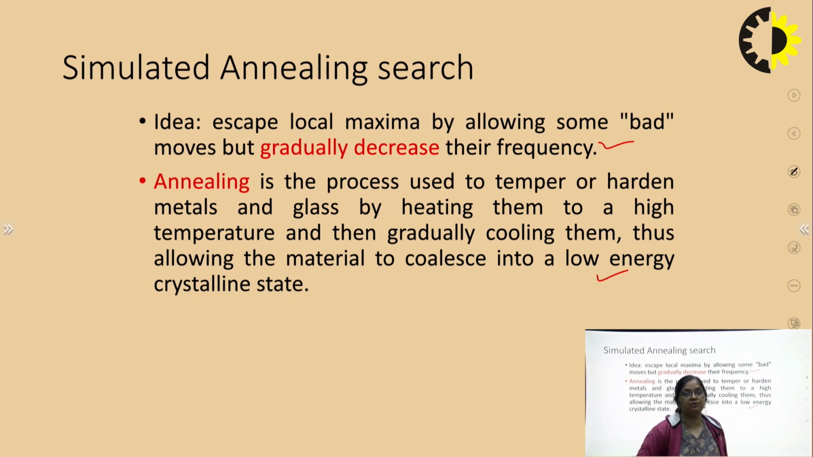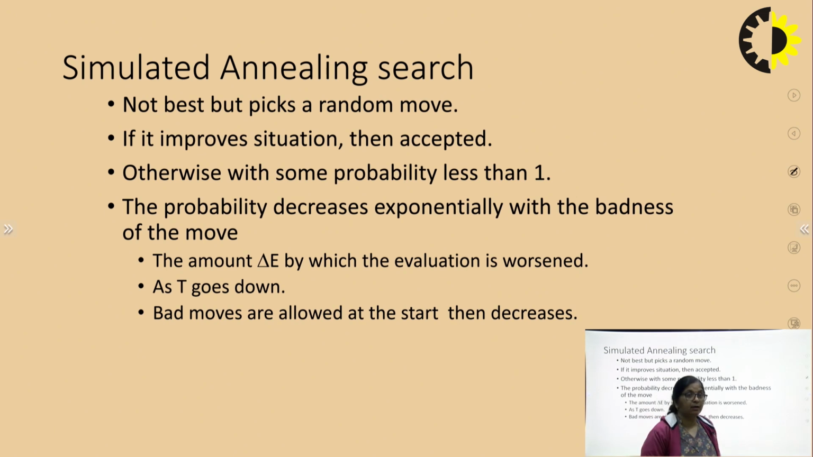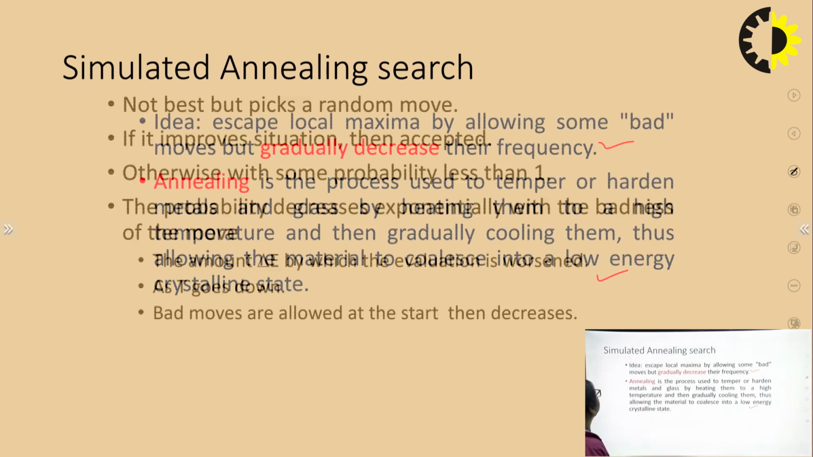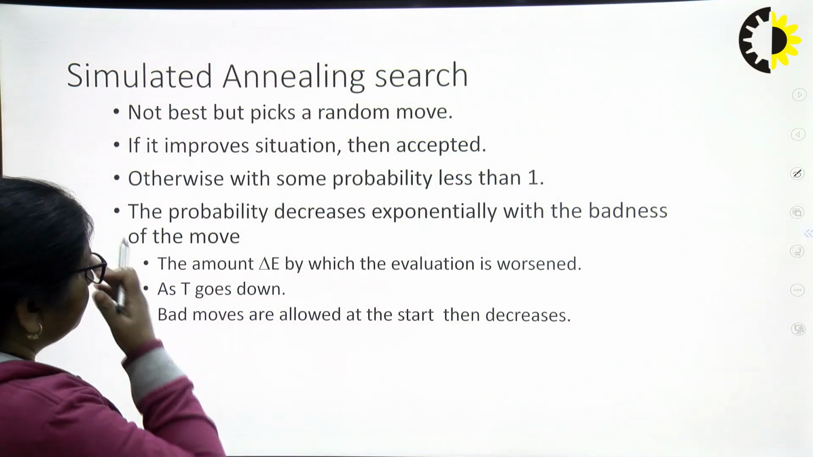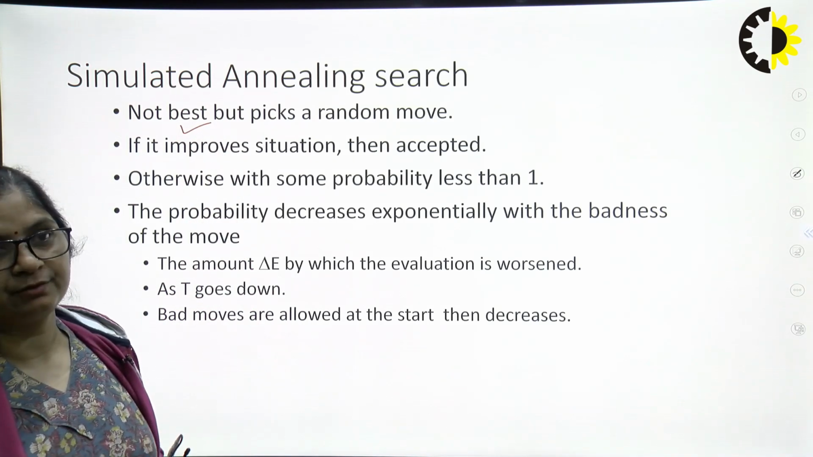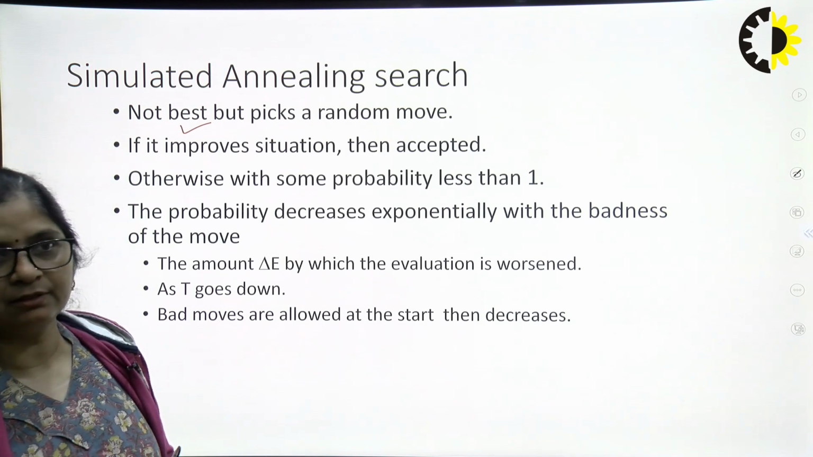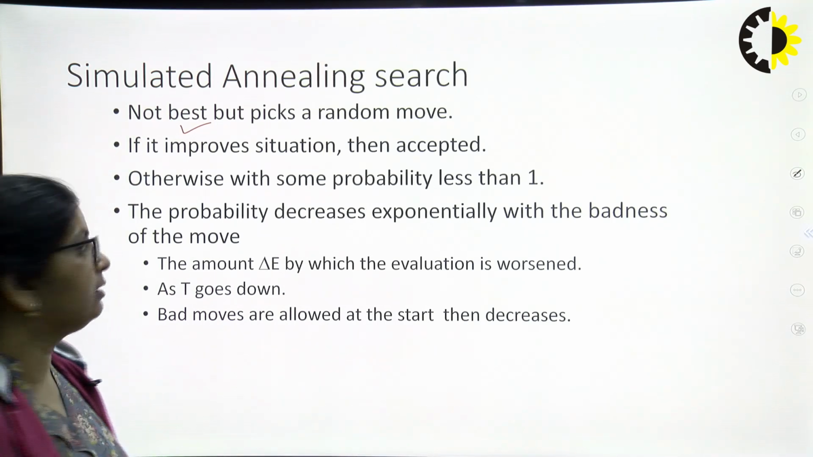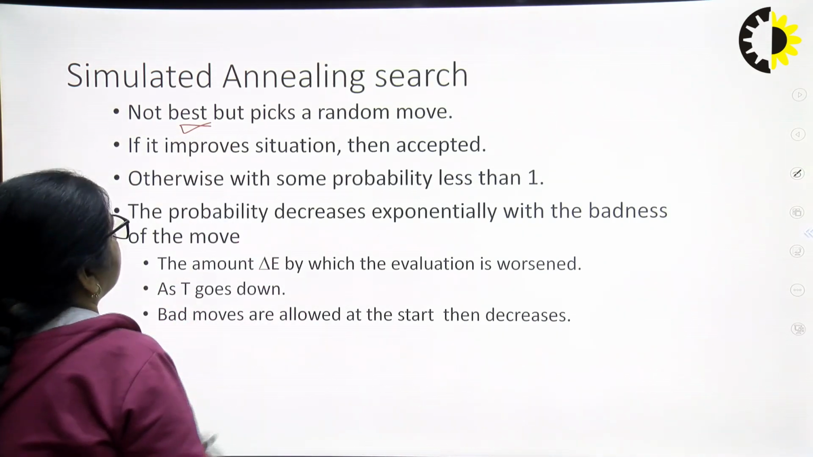So the same thing is talked about: temperature here represents the bad moves, and when we decrease the temperature in annealing, the later bad moves will be lesser. So let us talk about simulated annealing. Initially, we don't talk about the best moves. We take a current state, then we try to improve it, but it is not always an improvement. It may be a random move.